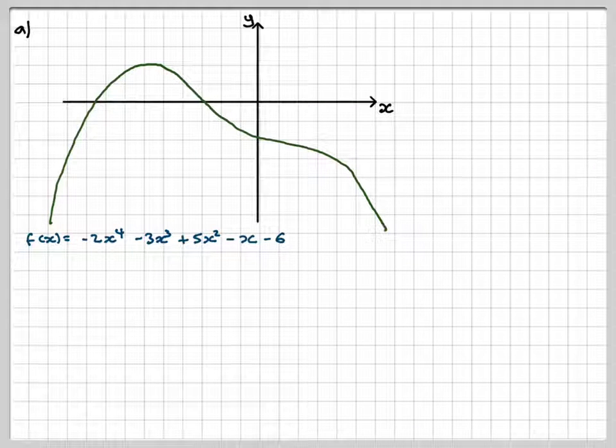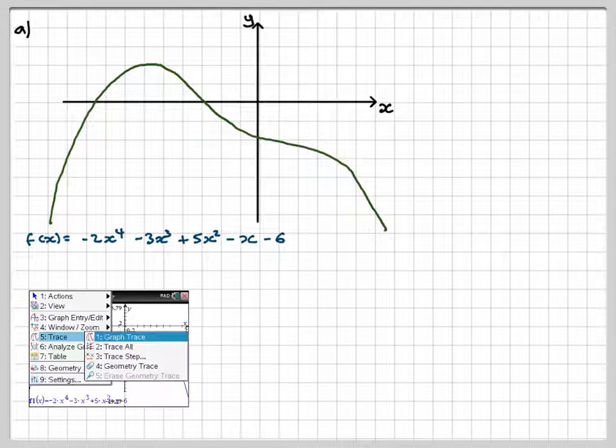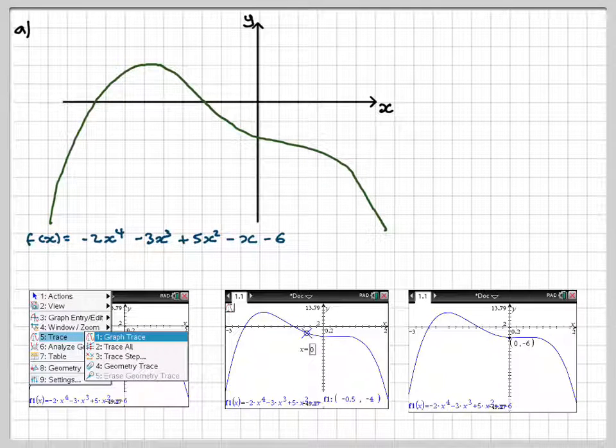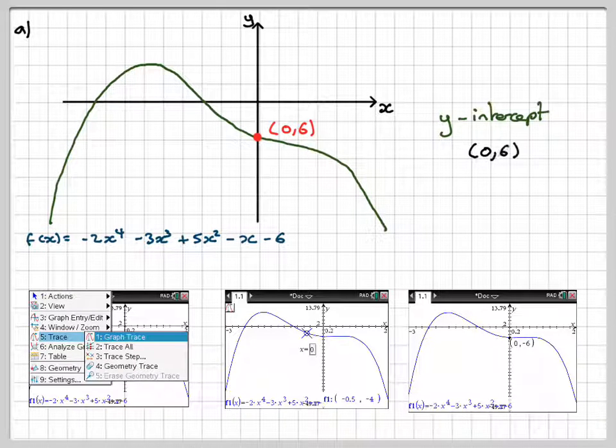The question said find the coordinates. So there's the screenshots of that. Let's mark on that point 0, minus 6 on my graph, and then write down the answer is 0, minus 6. Although I'm drawing different graphs each time when I do this, you can do this all on one graph. Right.